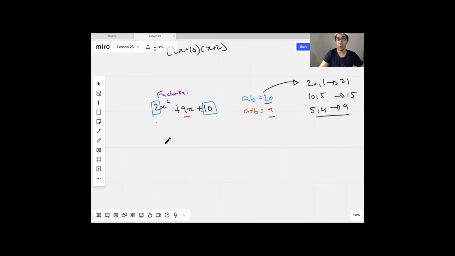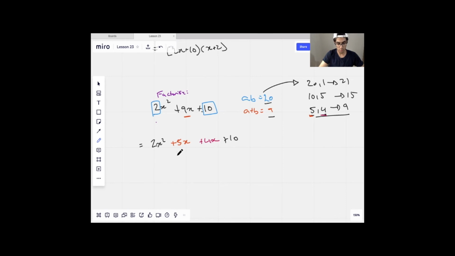So now there's actually an extra step here. We leave it at the 2x squared there, so we go 2x squared. And then we split this middle term, the 9x, into 5x and 4x. So 2x squared plus 5x plus 4x plus 10.